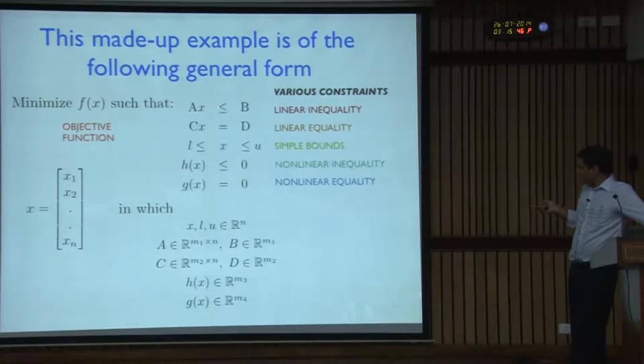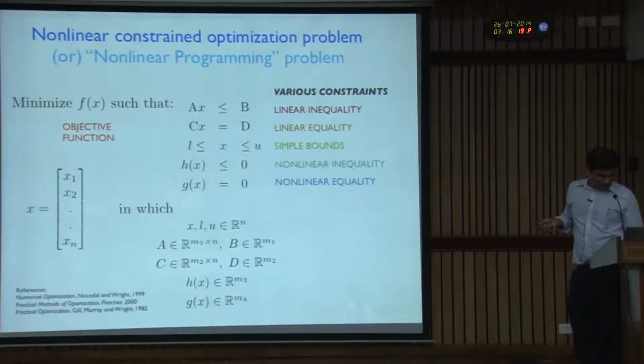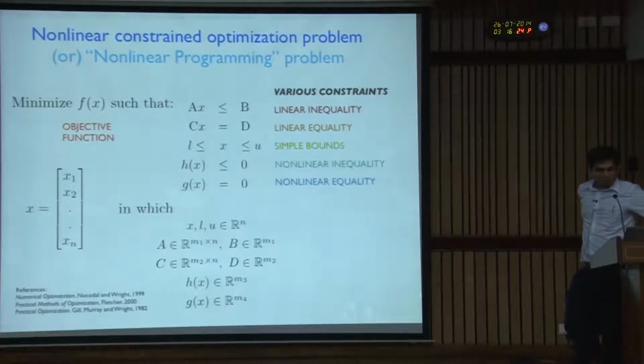A whole bunch of constraints. This is an inequality constraint. These are linear inequality constraints: A is some matrix, B is some constant matrix. These are linear equality constraints. These are simple bound constraints. In other words, it says x1 should be maybe less than 5, greater than 0, or something like that, and so on and so forth. And these are nonlinear inequality constraints and nonlinear equality constraints. This kind of problem is called a nonlinear programming problem or a nonlinear constraint optimization problem.